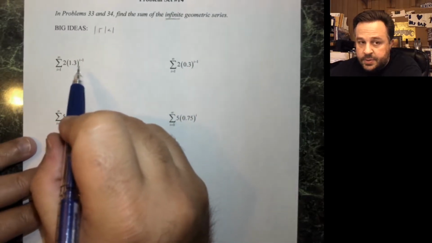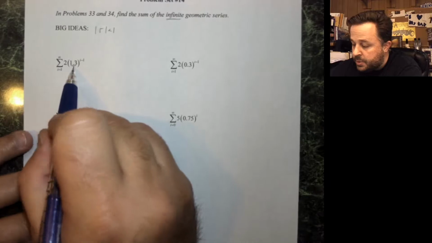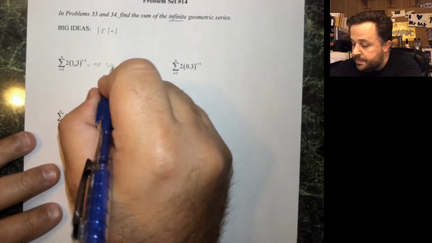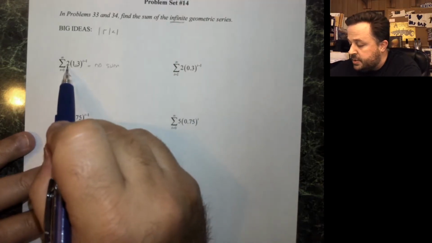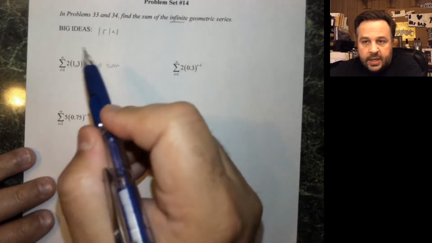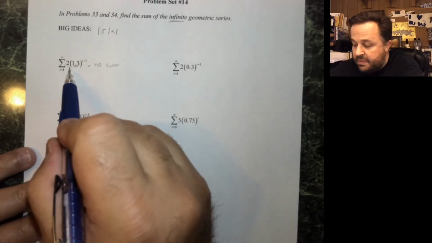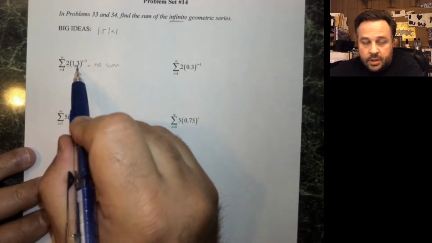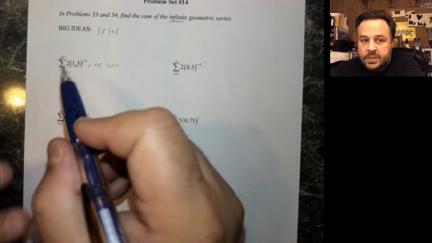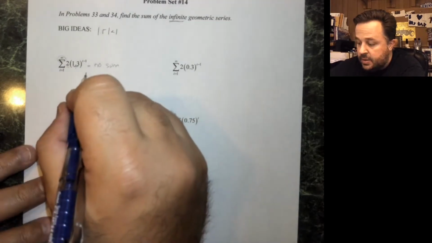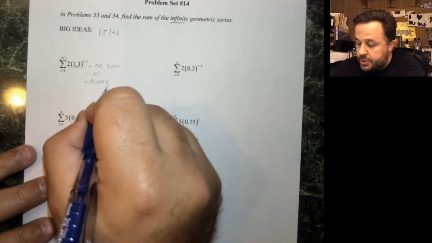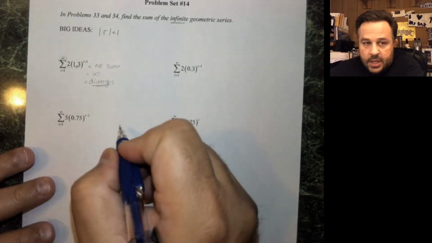So right down here in this first example, I see my r is 1.3, so this is not going to have a sum. There's going to be no sum. And the reason is, think about it. We're taking the number 2, multiplying it by 1.3, multiplying it by 1.3 again and again and again. That value is just going to get larger and larger. If I multiply by infinitely many 1.3s, then the sum is going to be infinity. The term we use for that is that it diverges. It never actually achieves a particular sum.